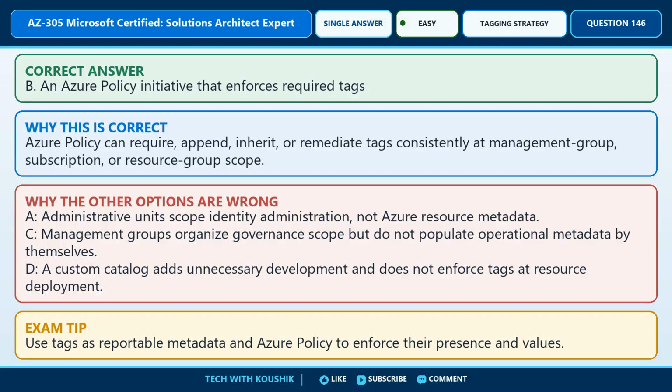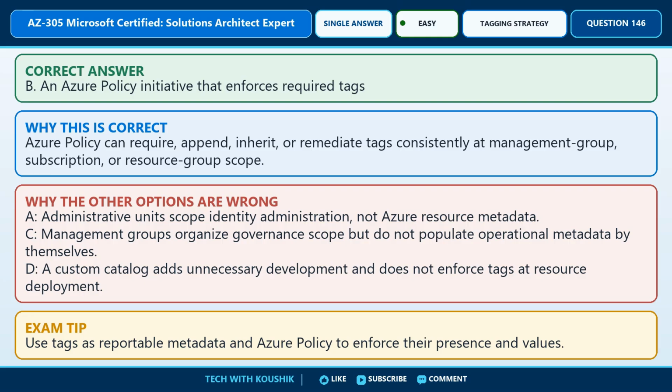The appropriate choice is option B, an Azure policy initiative that enforces required tags. The reasoning is as follows. Azure policy can require, append, inherit, or remediate tags consistently at management group, subscription, or resource group scope. The alternatives can be eliminated because A, administrative units scope identity administration, not Azure resource metadata. C, management groups organize governance scope, but do not populate operational metadata by themselves. D, a custom catalog adds unnecessary development and does not enforce tags at resource deployment.